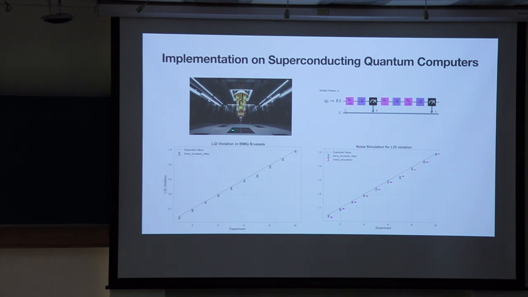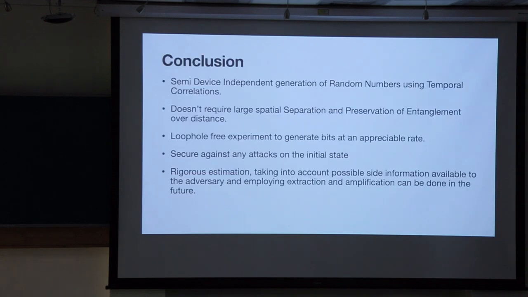The further work is implementing this same protocol on superconducting quantum computers. We have used the IBM quantum computer to implement this, and the problem can be curated in terms of gates. This is one example of a circuit. And this is one plot where I have shown the LGI violations of the experiments that were run on this computer. The important thing is that these are really close to the LGI violation expected. So the effects of noise are very small, and they can also be simulated to show why this is slightly low.